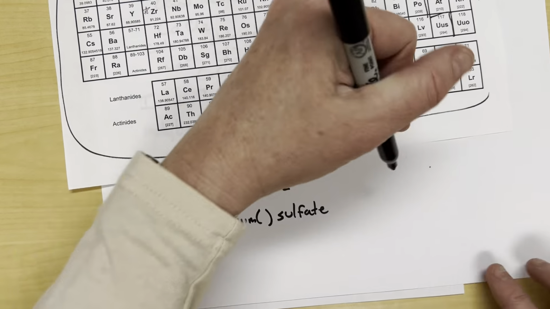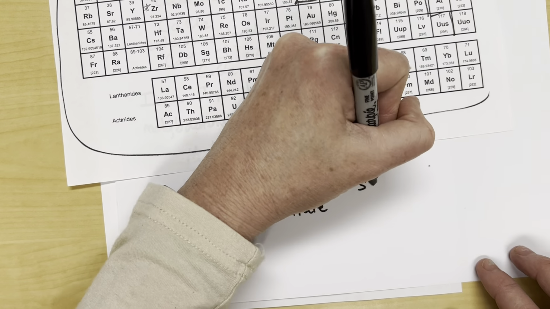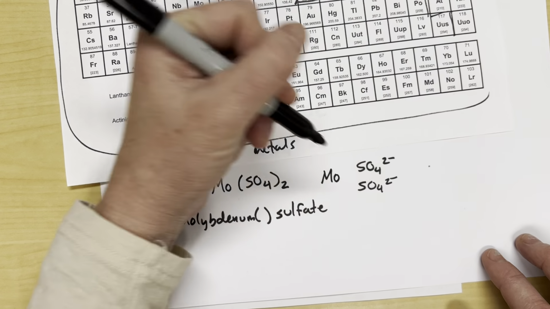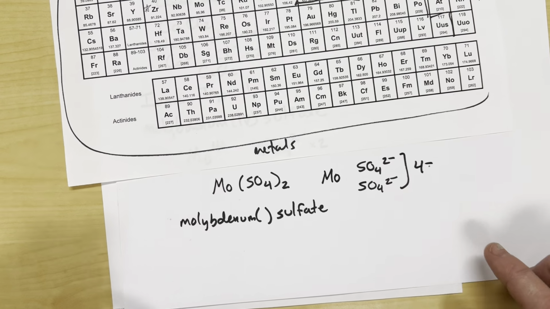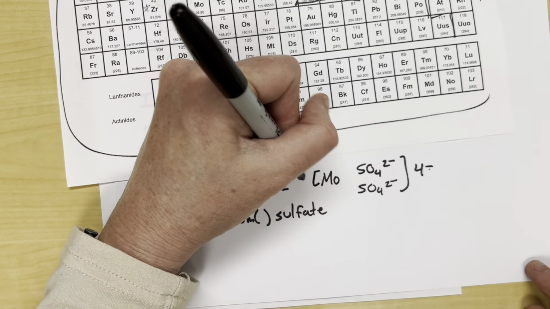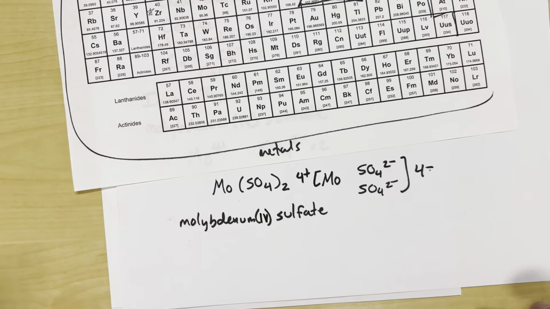Well, you know it had sulfate, and it had 2 of them. So I'm going to draw 2 SO4, 2 negatives. And it had 1 molybdenum. You know that the total charge of this had to have been 4 negative, leaving only one option for the molybdenum. It had to have been 4 positive, because they have to cancel each other out. And that's how you get molybdenum 4 sulfate.